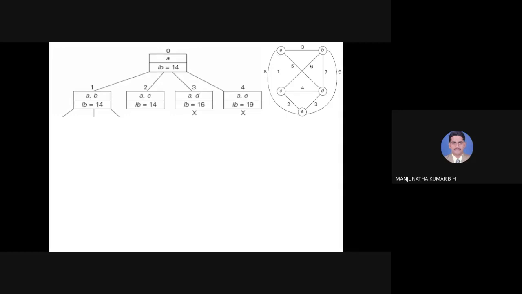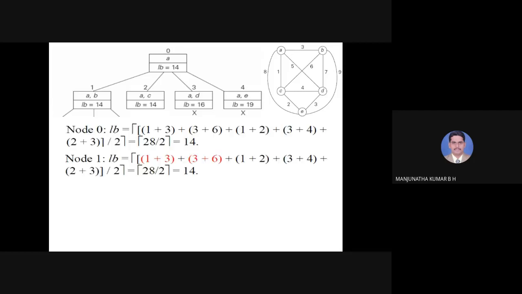I will explain how it is 14 and it is stored in node 1. Node 2 is related to you are visiting node C, city C from city A. Okay, now let me explain how the lower bound values are calculated. Node 0 I already explained you. Now let me take node 1. Node 1 is related to, from the city A, you are visiting city B.